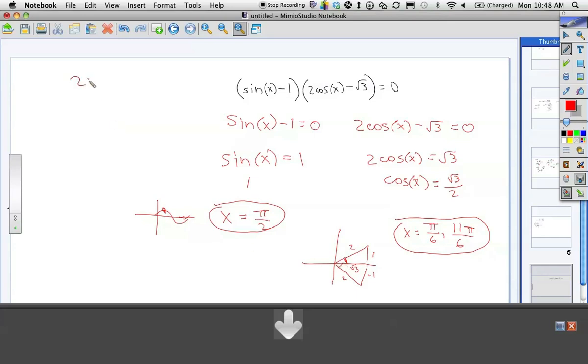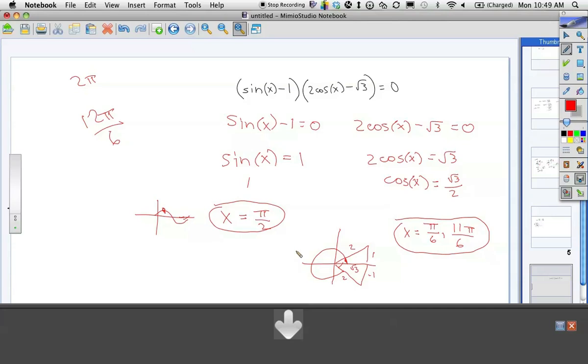Now how do you know that? Well, 2 pi would be 12 pi 6, right? That's 2 pi. We're 1 pi 6 short of that when we go around like that. So 1 pi 6 off of 12 pi 6 would be 11 pi 6. So pi 6 and 11 pi 6.